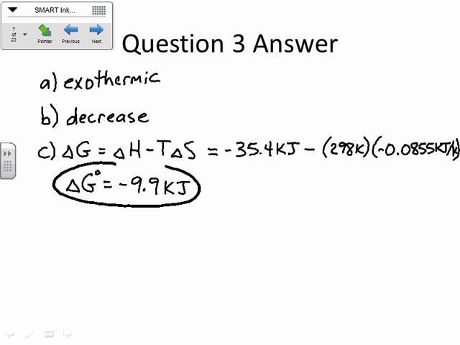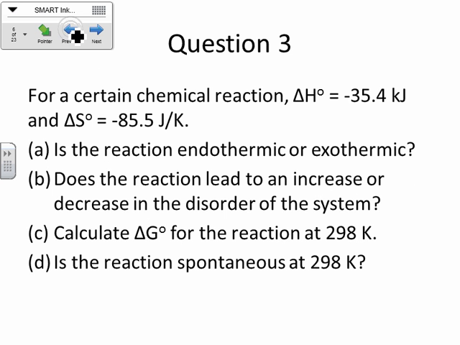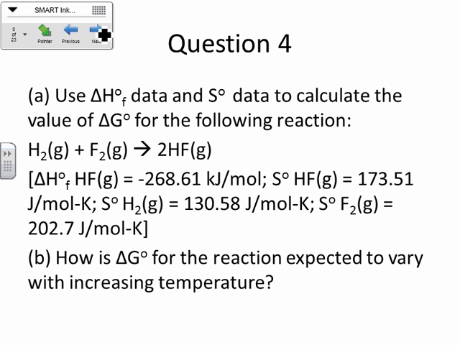So there's our delta G for this one, and then that should help us to answer part D here, which is asking, is the reaction spontaneous at 298 K? Because the delta G is negative, the answer is yes. Alright, so that's that one. On to the next one.